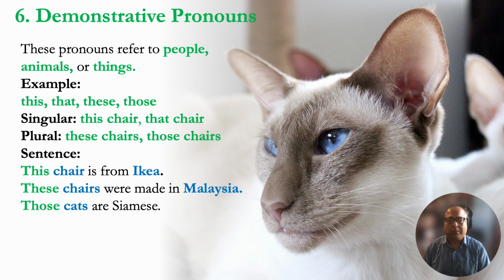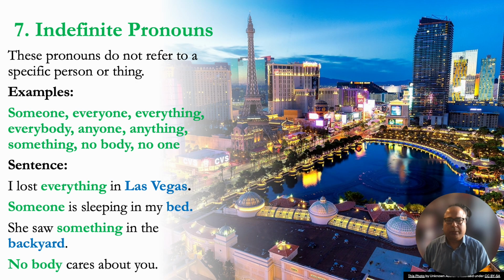If there's more than one chair, there are 5 chairs that the speaker is referring to, he or she can say, these are my chairs. Plural, more than one, right? Some sentences are, this chair is from IKEA, these chairs were made in Malaysia, those cats are Siamese. Okay? Okay. Next is indefinite pronouns.